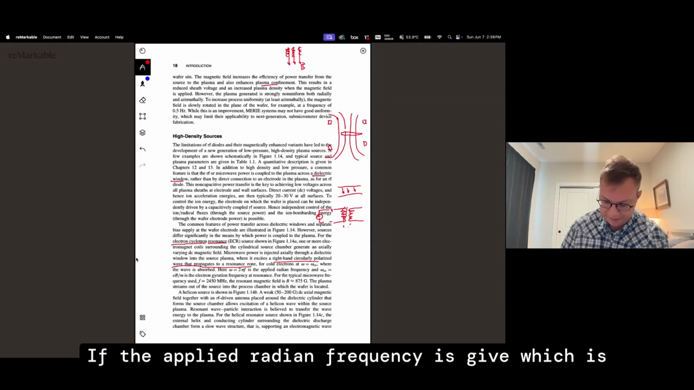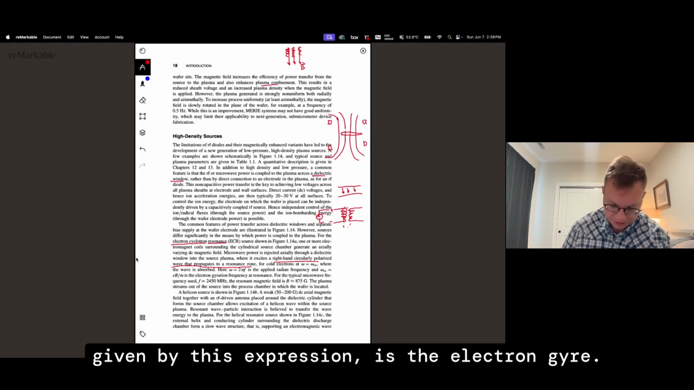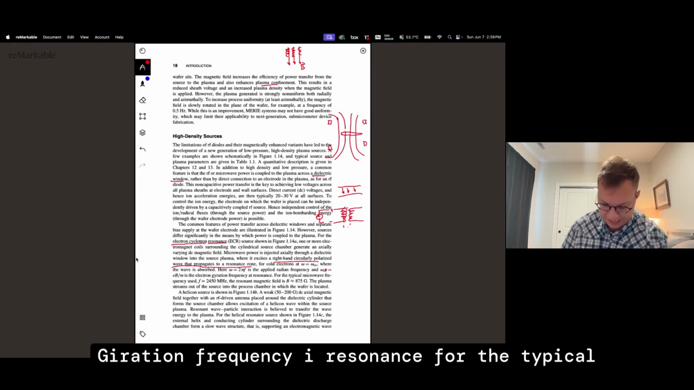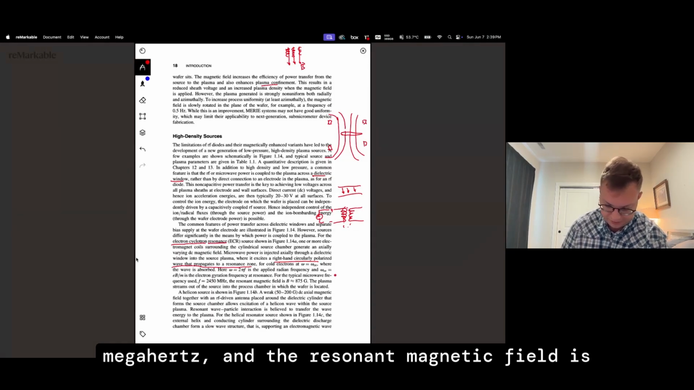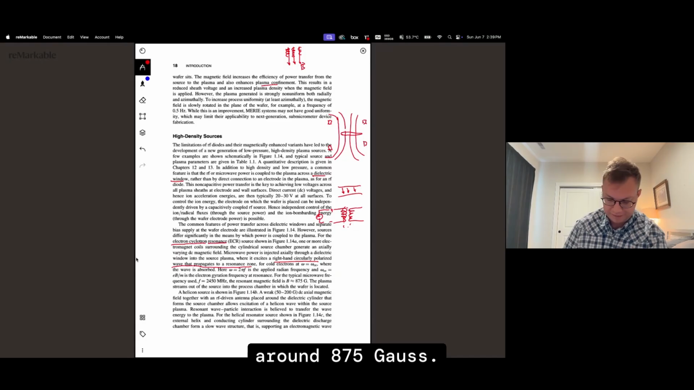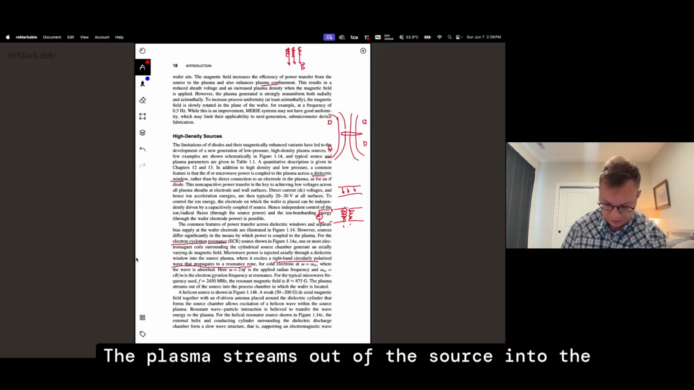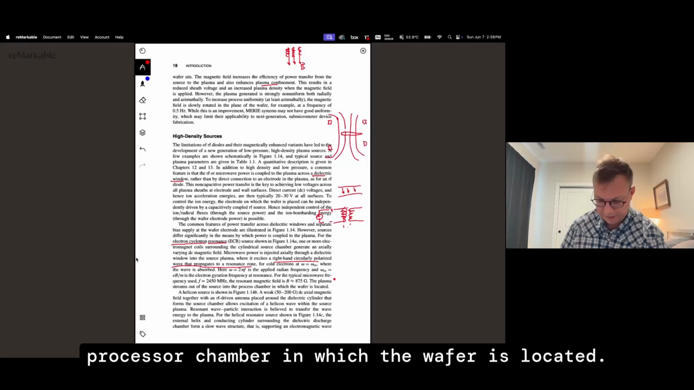If the applied radian frequency, which is given by this expression, equals the electron gyration frequency at resonance, then for the typical microwave frequency used, f is equal to 2,450 megahertz, and the resonant magnetic field is around 875 Gauss. The plasma streams out of the source into the process chamber in which the wafer is located.